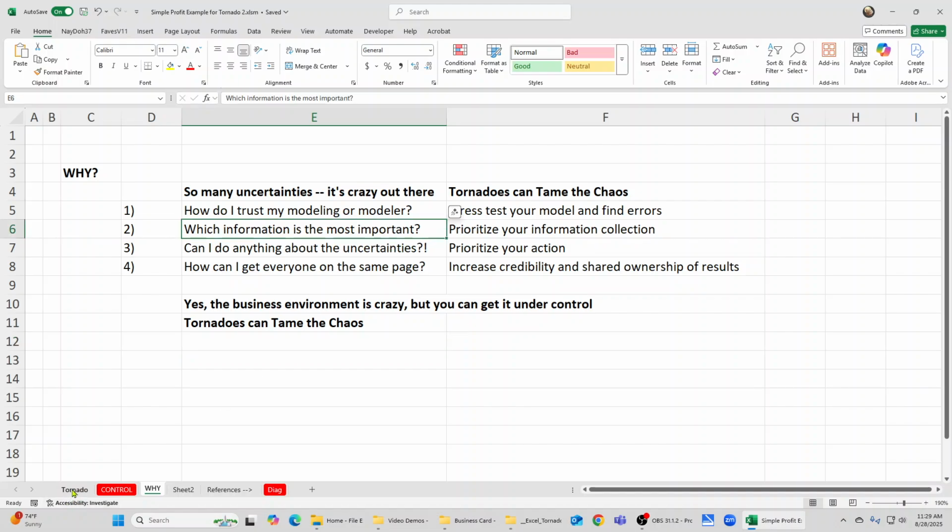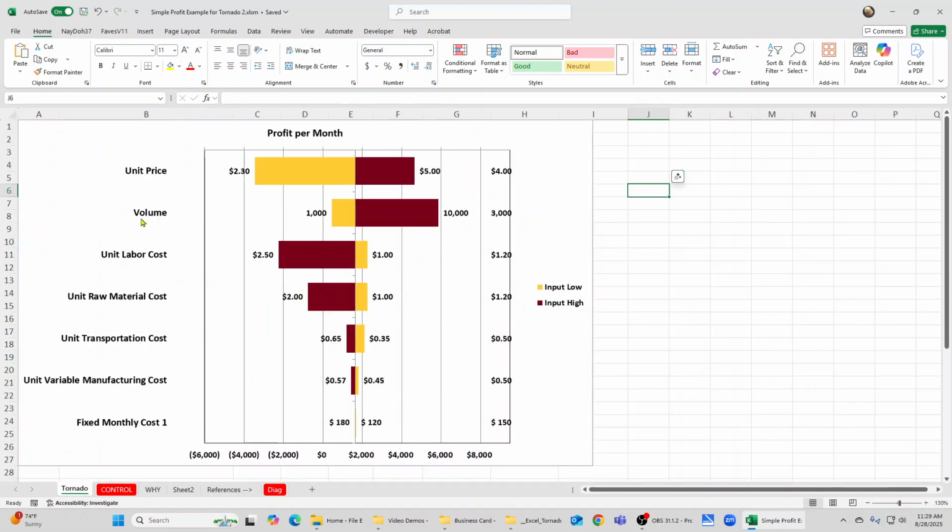Which information is the most important? Well, the most impactful. So you've asked people and your team, how low could the price go? How high could the price go? What would it take to move it there? All these things are uncertain. The volume could be, there could be a range for the volume, and all these things affect your profit per month. In this particular example, unit price is the biggest one.